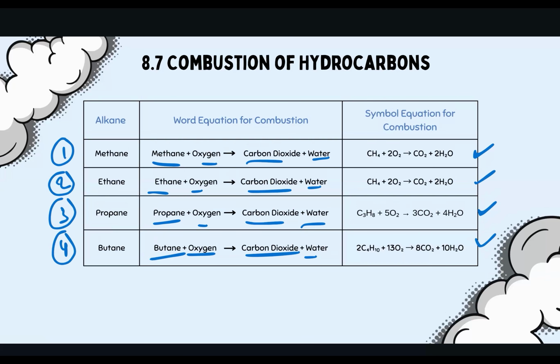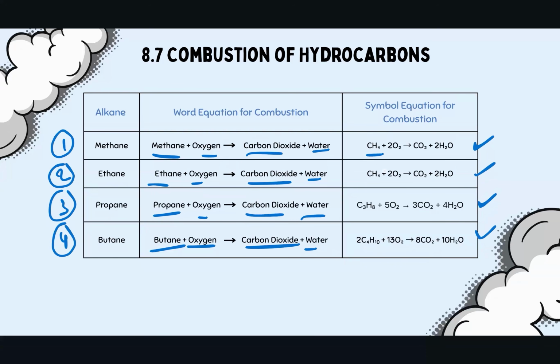Okay, so one said number 1, it's not number 1. Number 1 is correct because that is CH4. Good. It's number 2 that's incorrect because we're talking about ethane. Ethane is not CH4. It is C2H6. And if we react it with oxygen, we do indeed get carbon dioxide plus water. Okay, but let's balance this now.